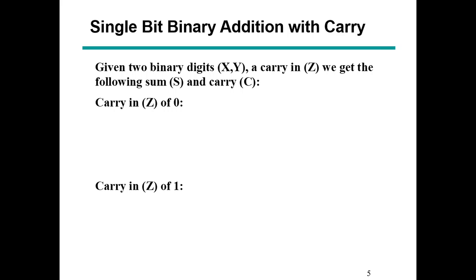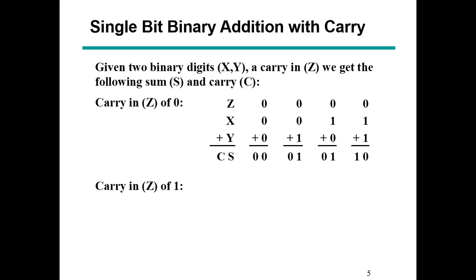So here are the symbols that we are going to use. We will have two single bit binary numbers, x and y, and we will have a carry in. We represent it by z, and the outputs that we are going to get are sum and carry. So we are going to get two outputs, not just one output. They are both single bit outputs. And we are going to look at two different scenarios. One where the carry in from the previous addition is 0. Second one where the carry in from the previous addition is 1. So let's look at these two possibilities.